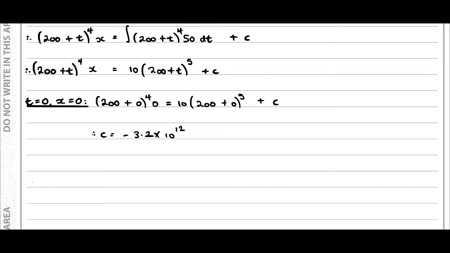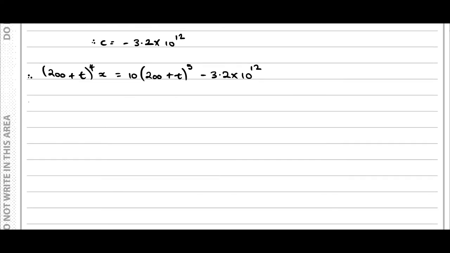And therefore, we have (200 plus t) to the power of 4 times x equals 10 lots of (200 plus t) to the power of 5 minus 3.2 times 10 to the power of 12. If we rearrange for x, we have x equals 10 lots of (200 plus t) to the power of 5 minus 3.2 times 10 to the power of 12, over (200 plus t) to the power of 4.